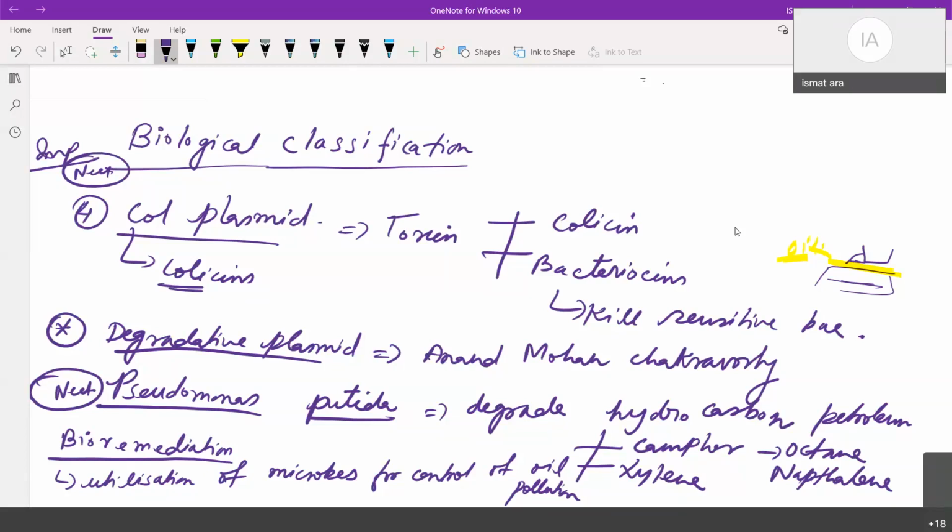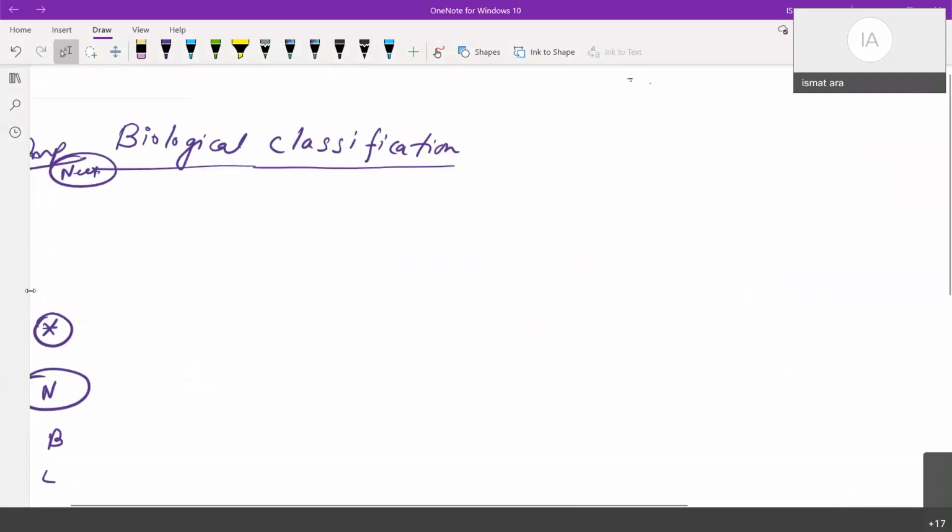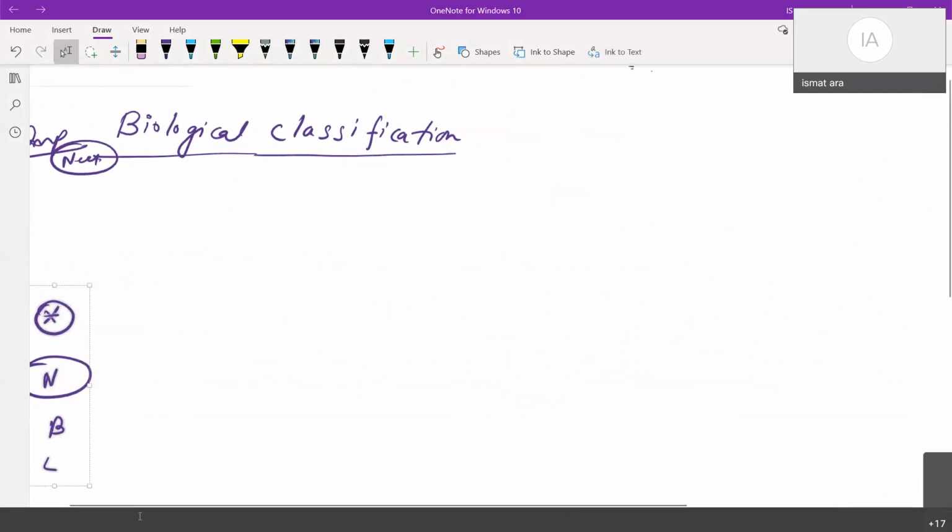Clear with this, all of you? All types of plasmid are clear to you, students? Any doubt in types of plasmid? Till now, any doubt? Any one of you?